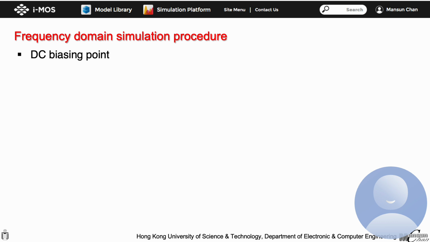The first step is to solve DC biasing points. Therefore, the frequency domain model should include a DC transfer function model. As we discussed earlier, capacitors are treated as open circuit while inductors are treated as short circuit in DC simulation. It can potentially lead to convergence problems due to floating nodes.